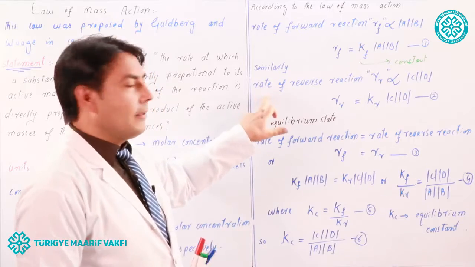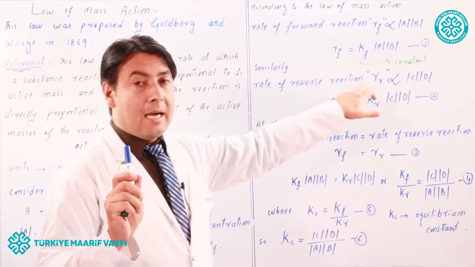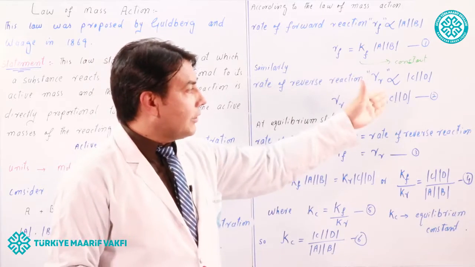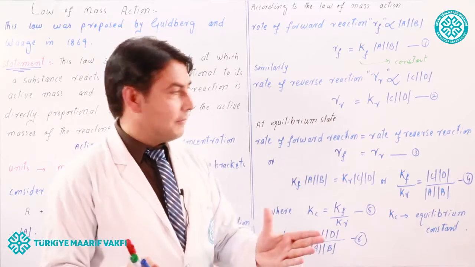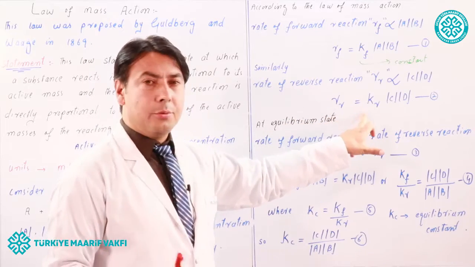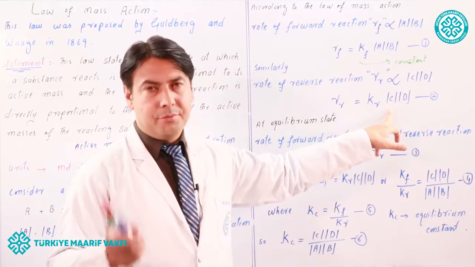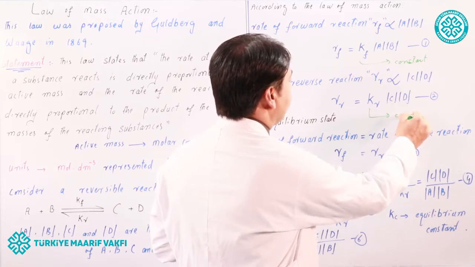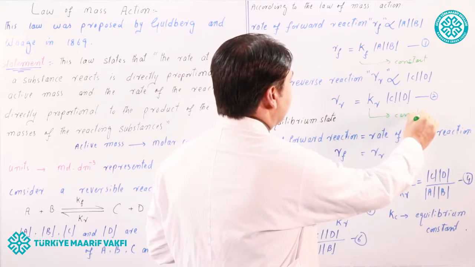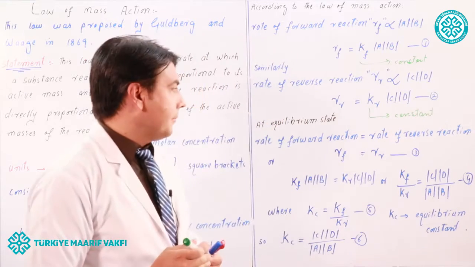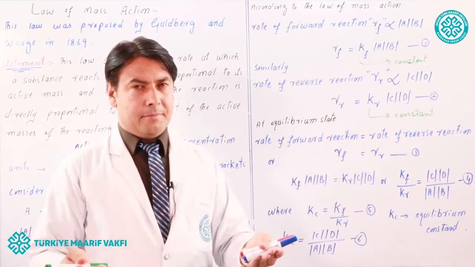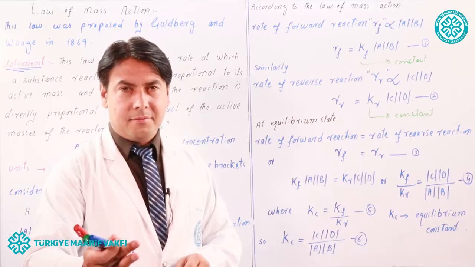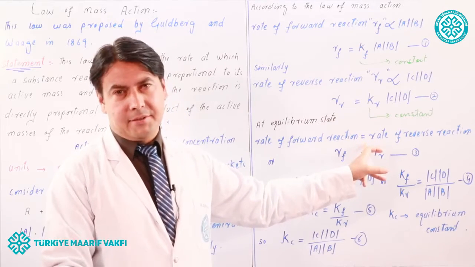Similarly, the rate of reverse reaction, Rr, is directly proportional to the product of the active masses of C and D. So Rr is equal to Kr into [C] into [D]. What is Kr? Kr is the proportionality constant for the reverse reaction. So at equilibrium state, the rate of forward reaction is equal to the rate of reverse reaction.